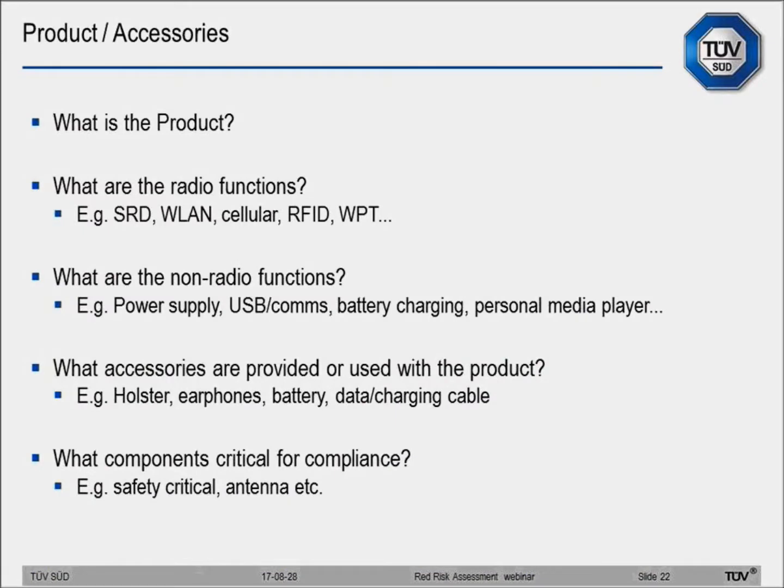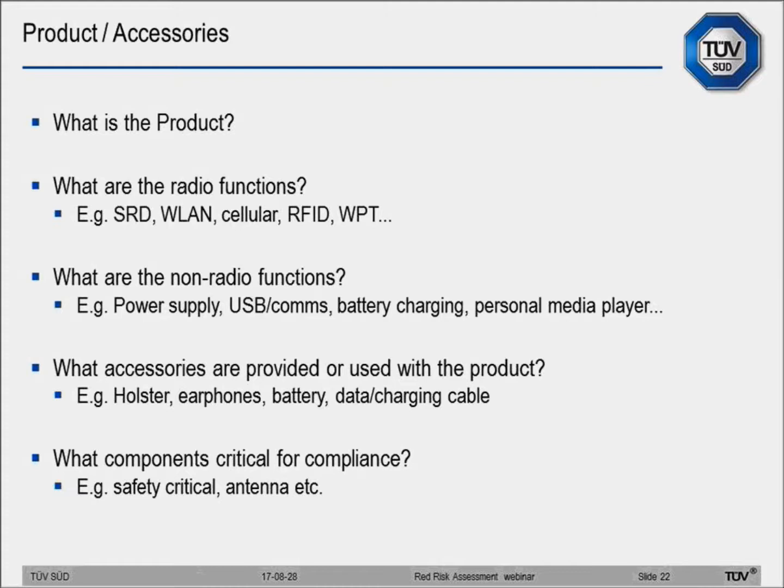What is the product? What are the radio functions? What are the non-radio functions? What accessories are provided or used with the product? What components are critical for compliance? Risk assessment targets product functionality and uses. With this in mind, we need to understand what the product is and consider the features of the product. Once this is fully understood, then the risks presented by the features of a product can be assessed.